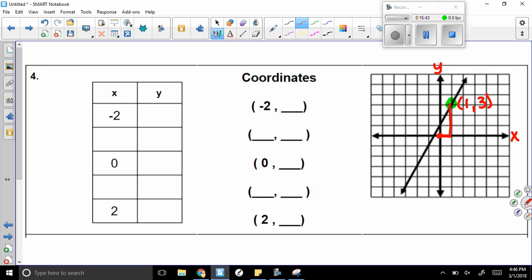Let's look for another one. I'm looking at those axes and I'm seeing that there's one that's really nice right here. And that's actually a really easy one to spot out because it has the 0 on it. So I don't have to move left or right, I just move up 1. So that's the point 0, 1. And I can see that that one's already even started in my coordinate list. So I'm going to go ahead and fill in the 1. I know that when x is 0, y is going to be 1.